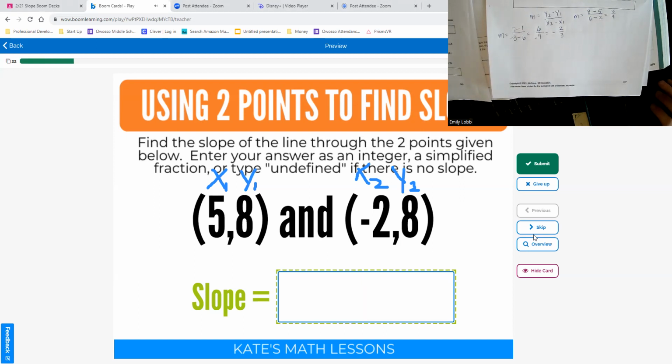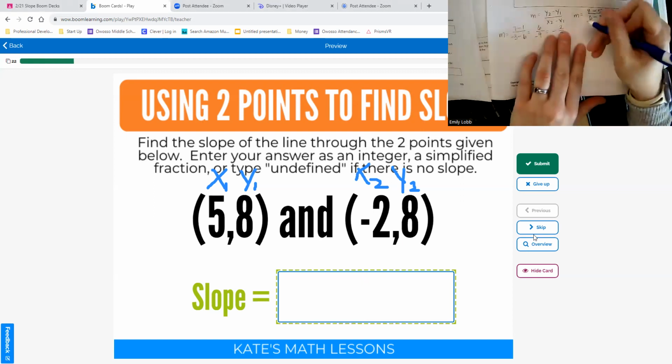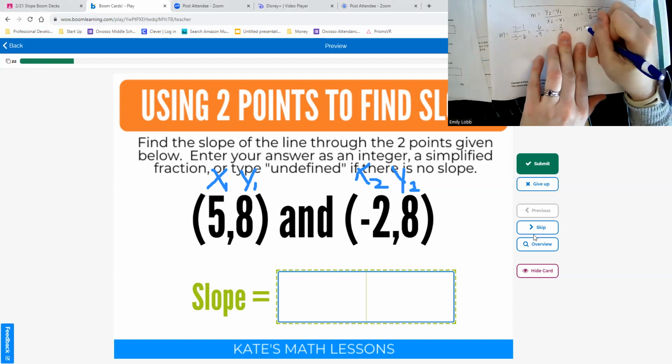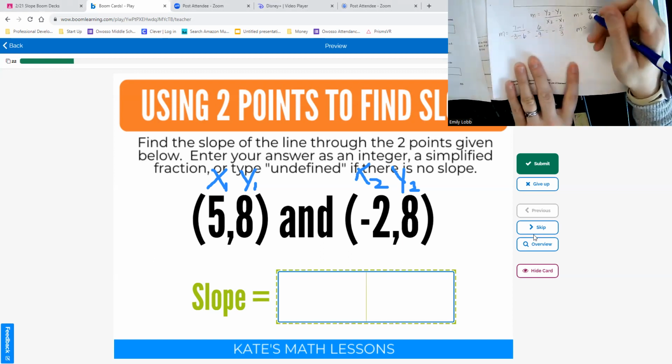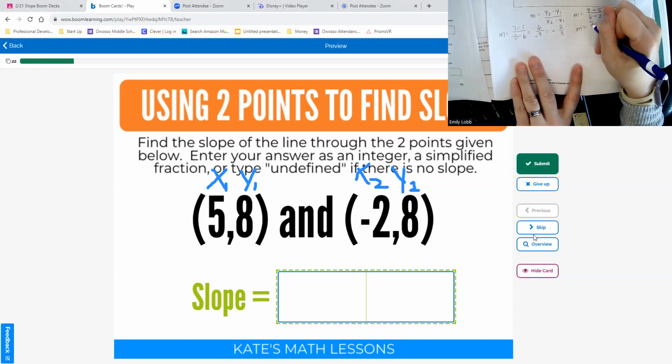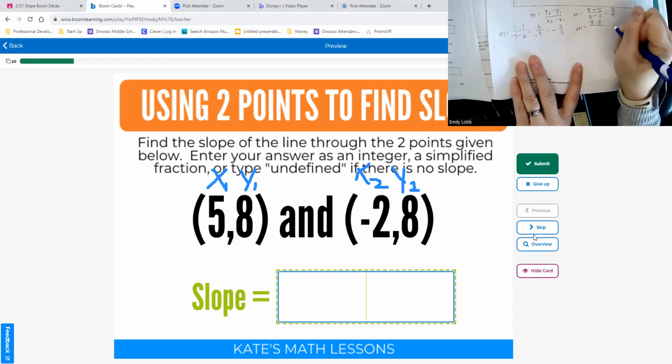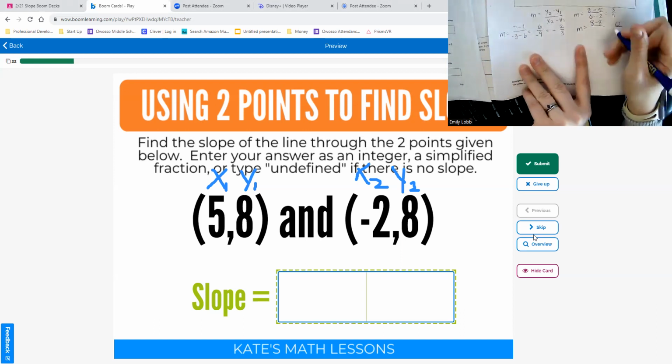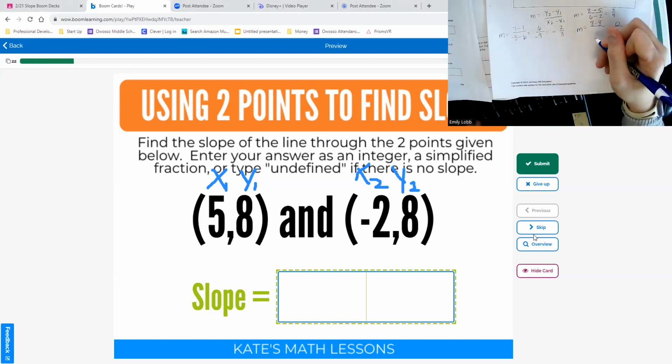So for this one, we're just going to keep on keeping on. The more you do it, the easier it will become. It'll become automatic. 8 minus 8. Well, right away we should see that our change in y is 0. So it doesn't matter what x is, our slope is going to be 0. So we could just stop here and say 0.